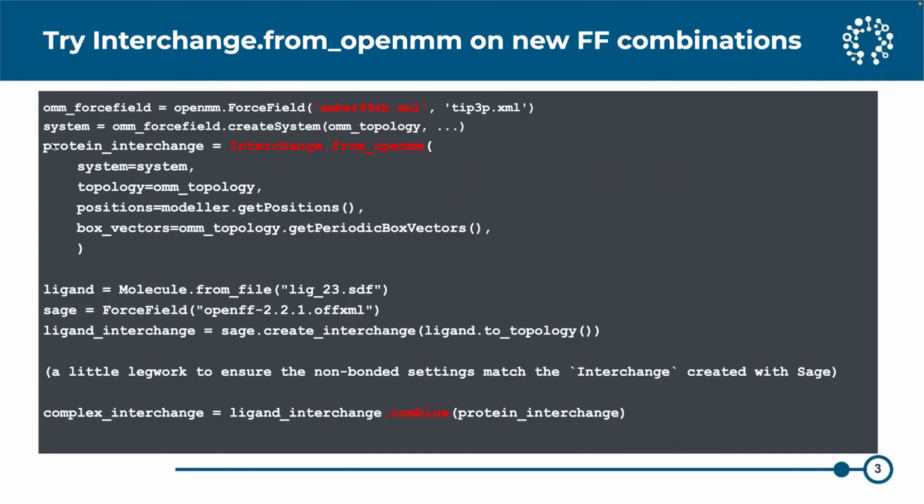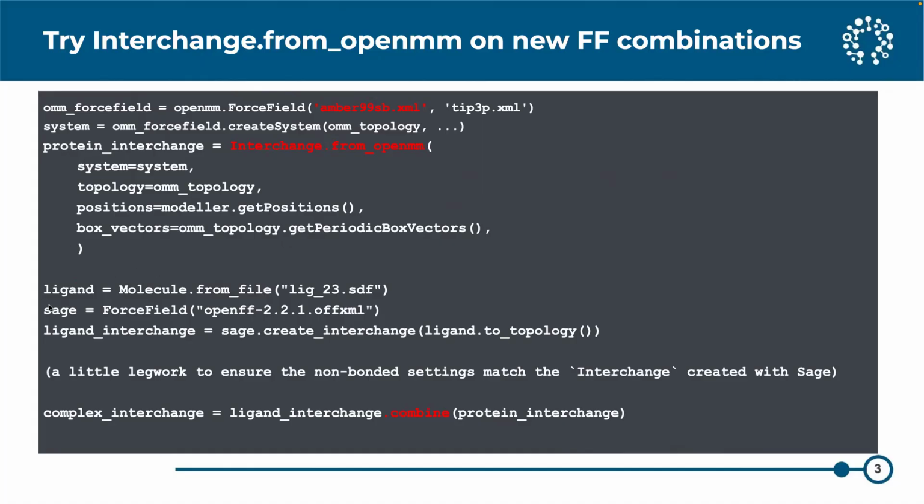And then this is where we use that new Interchange.from_openmm functionality. This is going to eat up that system that we just created using the OpenMM force field. It's also going to take the topology that was used to generate the system. It'll need positions, which you can get from a variety of places, but here, often in OpenMM, you'll have either a PDB file object or a modeler object. Here I'm showing how you'd get the positions from a modeler object. And then you need box vectors because it's a periodic system.